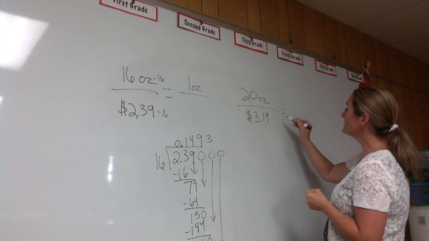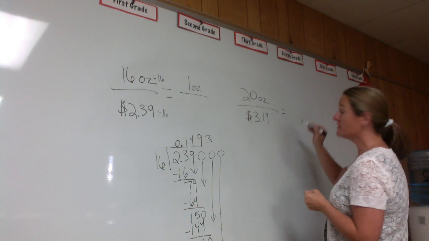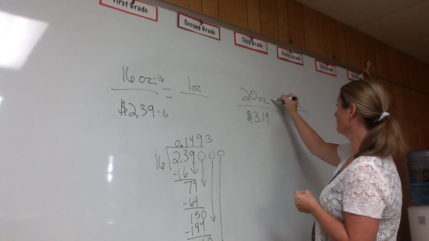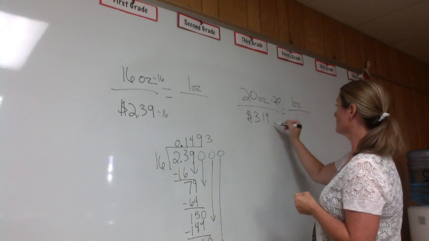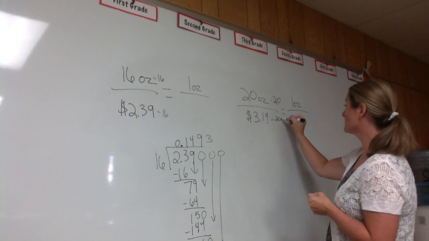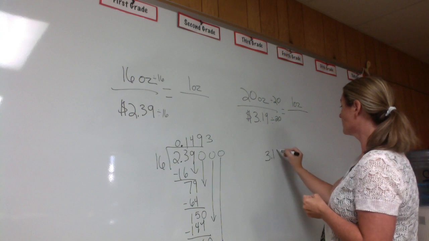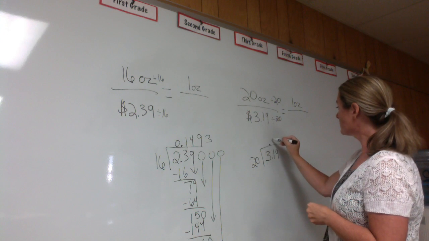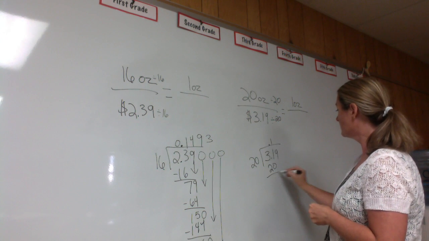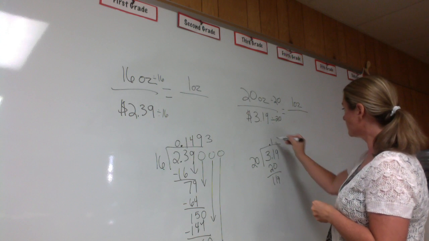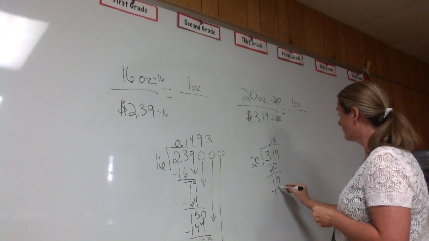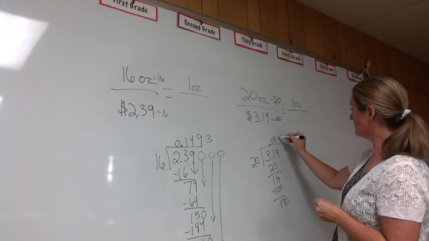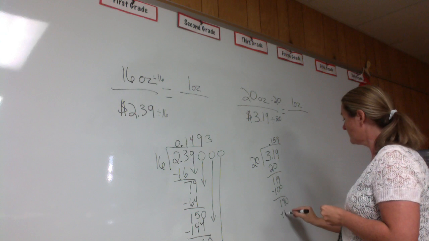So 20 ounces for $3.19. Okay, so the cost of 1 ounce, well, again, I divide by 20. So that means I have to divide $3.19 by 20. So again, gotta do my handy dandy division with decimals. Okay, that's gonna be 1. Bring down the 9, that's gonna be 5. Okay, that's going to be 9. I think this one's going to end.